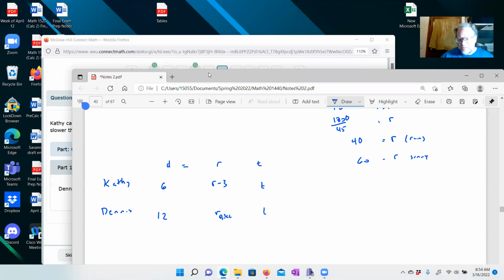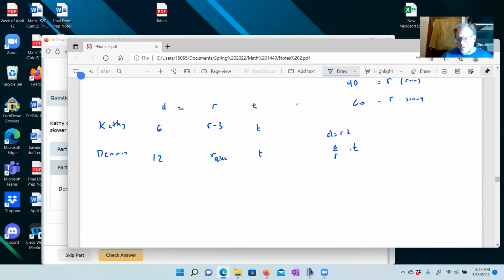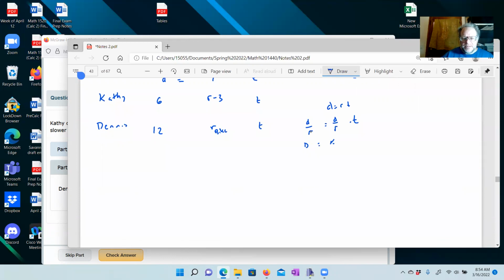Again, they don't say anything about time. They just say it's about the same time. So since D equals RT, T is going to be D over R. Since the times are the same, Kathy's D over R is equal to what Dennis is doing. So our step 2 here is equate the times, equate the D's over R's. We're going to have 6 over R minus 3 is equal to 12 over R.